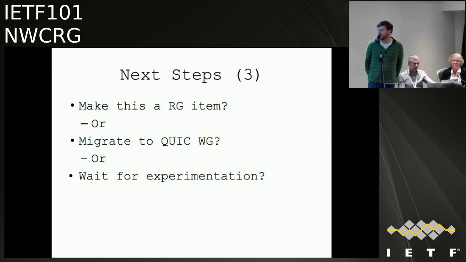And next steps. Is this a research group item? Is this something we eventually want to migrate to Quick? Or last option is maybe we should just run some more experiments and come back in 4 or 8 months and tell you what we found.